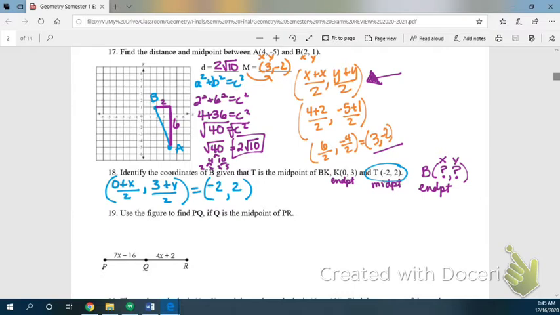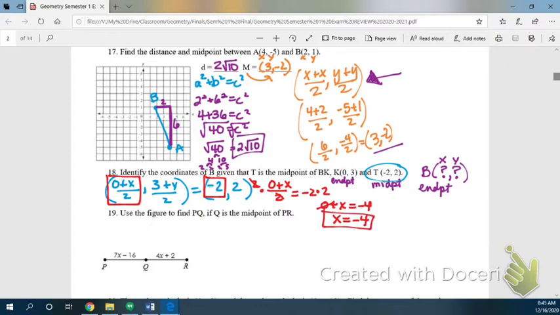When I go to solve this, notice that x is supposed to simplify down to give me negative 2. So 0 plus x over 2 equals negative 2. When I multiply by 2, I have 0 plus x equals negative 4. 0 plus x, we can just say x is negative 4.